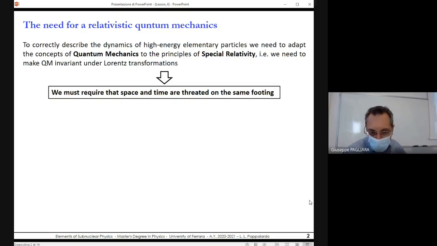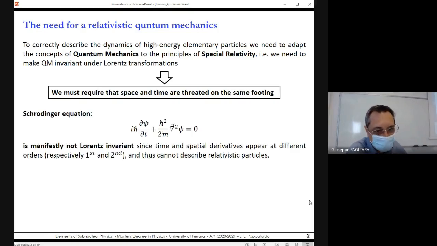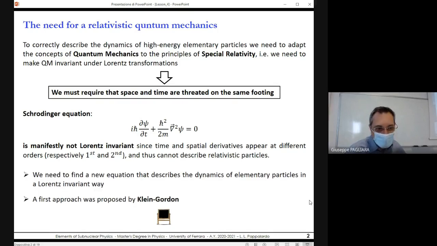Okay. So let me start with the Schrodinger equation that you all know very well. The Schrodinger equation is manifestly not Lorentz invariant because the time and the spatial derivatives appear at different orders. The time derivative is first order and the spatial derivative is second order. So it cannot describe relativistic particles. What we need is to find a new equation of motion that describes the dynamics of elementary particles in a Lorentz invariant way.